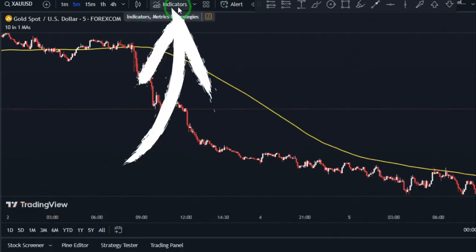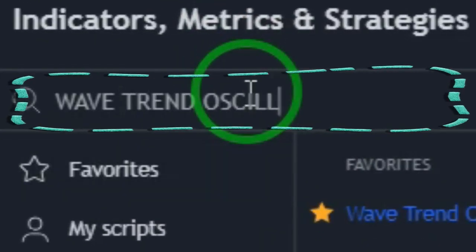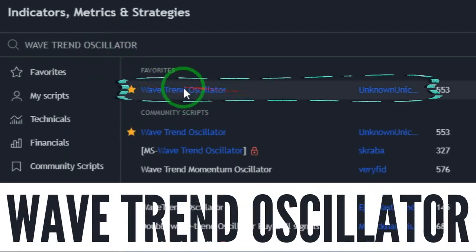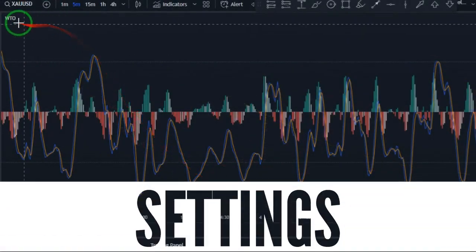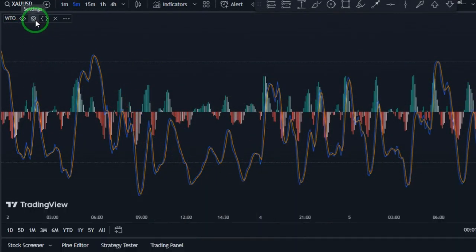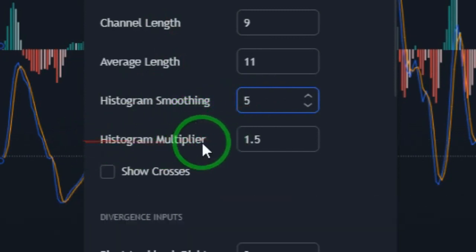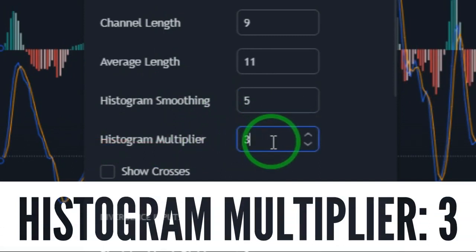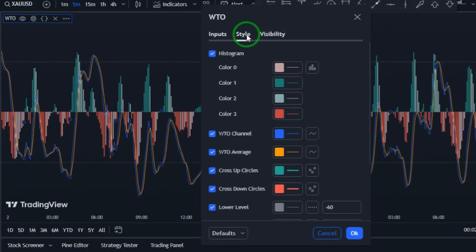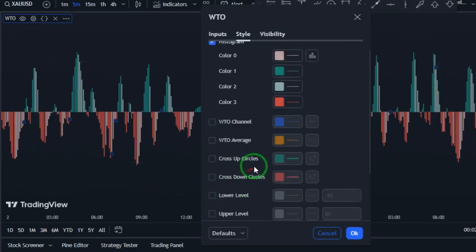Next, we'll add the wave trend oscillator indicator to provide us with more insight into trends. After adding the indicator, we should adjust the histogram smoothing to 5 and the histogram multiplier to 3 to improve the indicator accuracy. Then in the Style tab, disable everything except the histogram and set the histogram color as in the video.